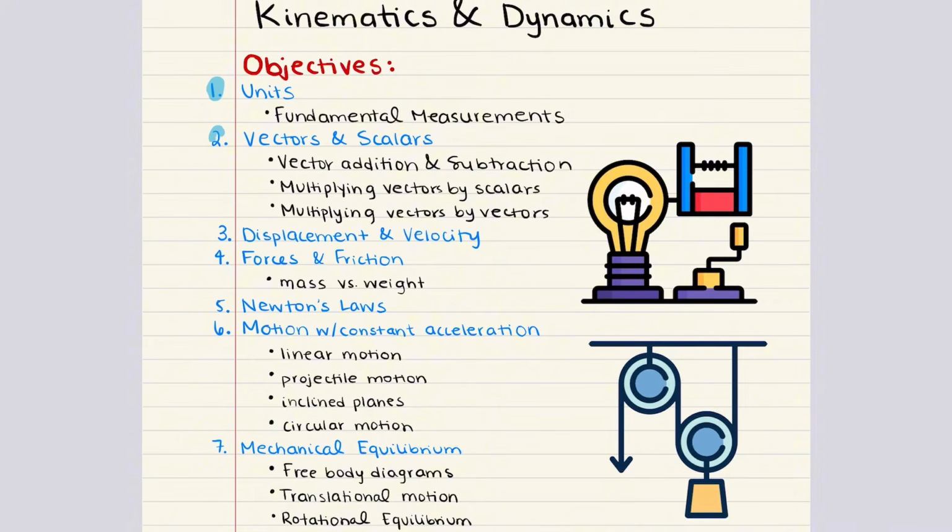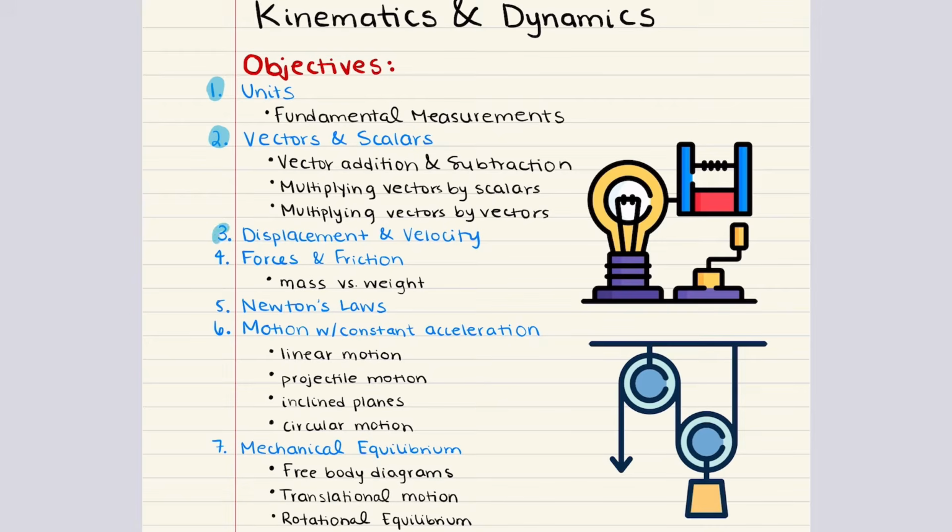The second objective is titled Vectors and Scalars. So we're going to explore the differences between vectors and scalars, and then we're going to learn how to add and subtract vectors, how to multiply vectors by scalars, and how to multiply vectors by other vectors. Now for the latter, we're going to introduce the right-hand rule.